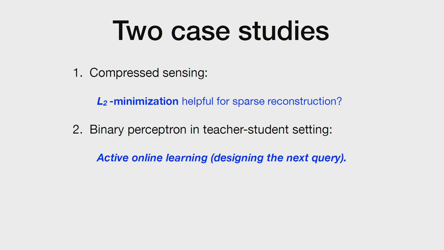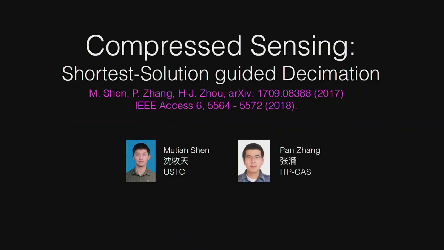Then the second story is related. It's the binary perceptron in the teacher and student setting, and we want to ask how to learn as fast as possible, so it's active and online learning: how to design the questions or the queries. So now starts the first story.